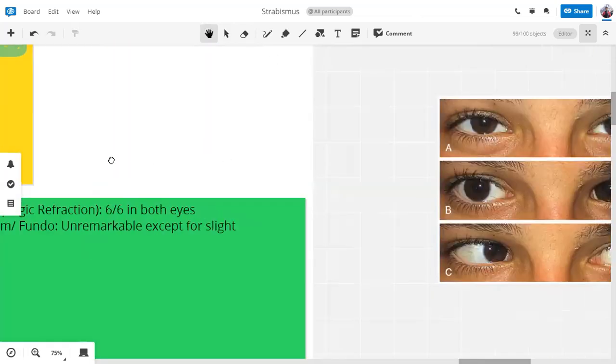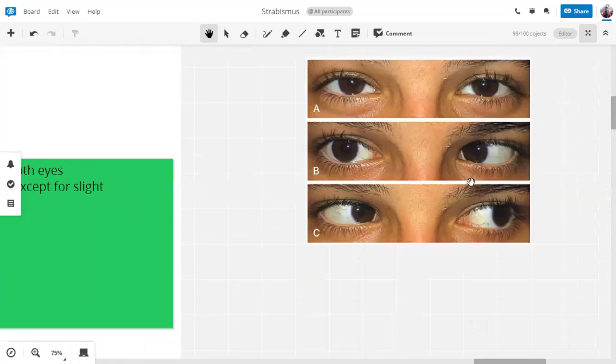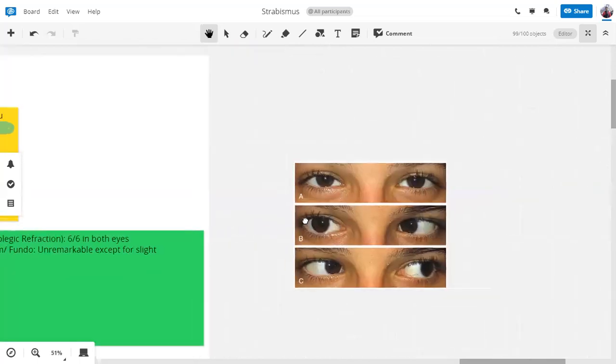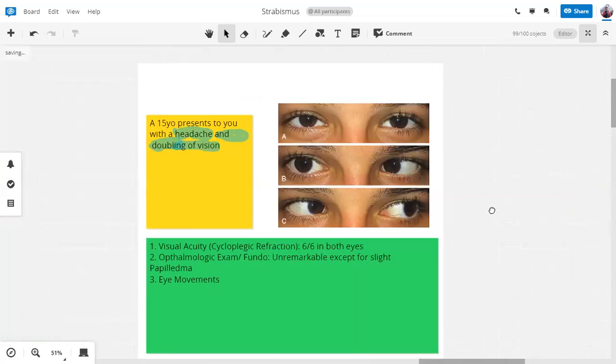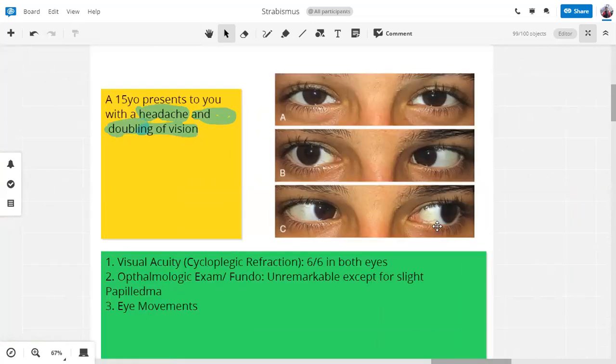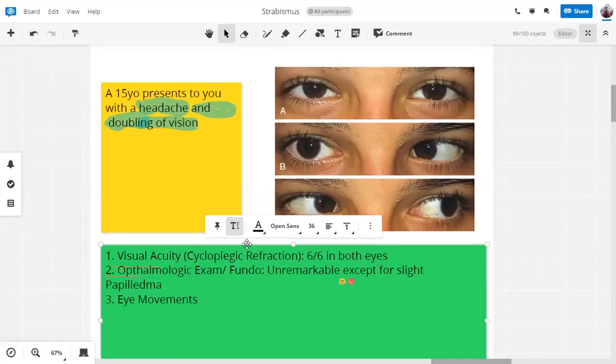However, when you do the horizontal movements, this is what you see. Based on this figure, which muscle do you think is affected? Right lateral rectus. Why do you think that the right lateral rectus? In B the left eye is seeing this way, but the right eye is not.